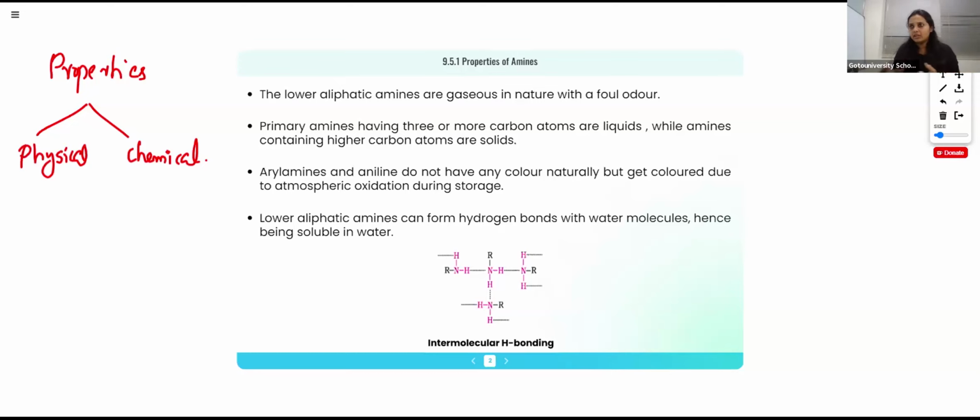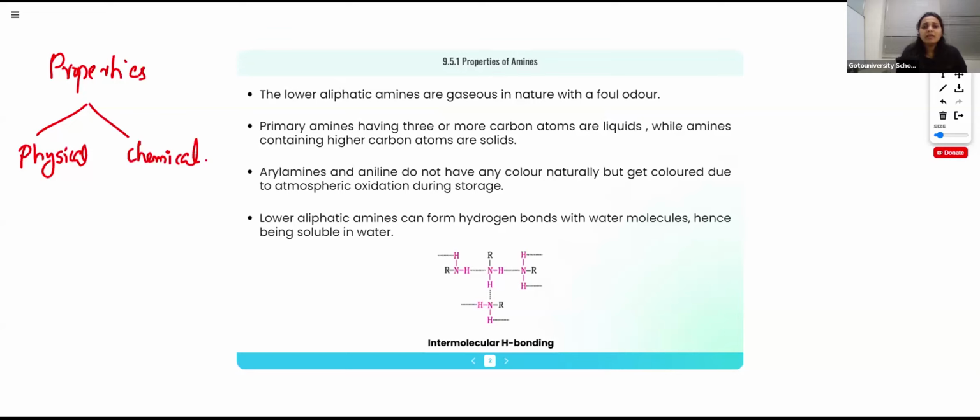Physical properties are based on the nature: is it solid, liquid or gas, what is the boiling point, melting point, solubility, and the color of the compound. They also talk about the reason for those properties, like the reason for the solubility, the highest boiling point, the lowest melting point. That is physical. Chemical properties are completely about chemical reactions, how they react with an acid, with a base, with water. They are called chemical properties.